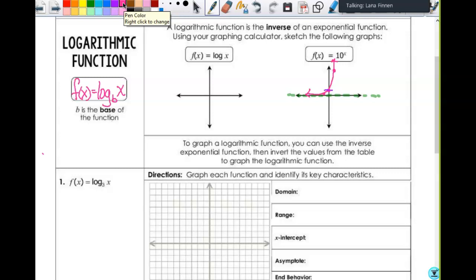All right, so logs and exponentials are inverses of each other, right? So log base 10 of x is the inverse of 10 to the x power. So graphically or algebraically, to do the inverse, all we do is exchange the places of x and y. So the asymptote right here is at y equals 0 for the exponential. If I'm exchanging x and y, where would the asymptote be for the log? This is at y equals 0, it would be at x equals 0. Very good.